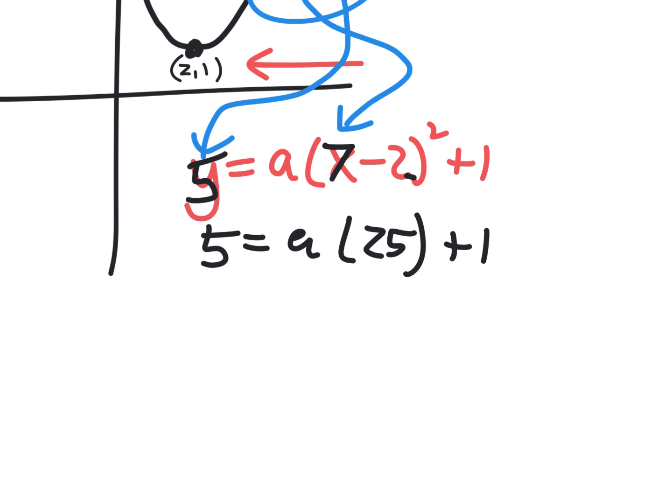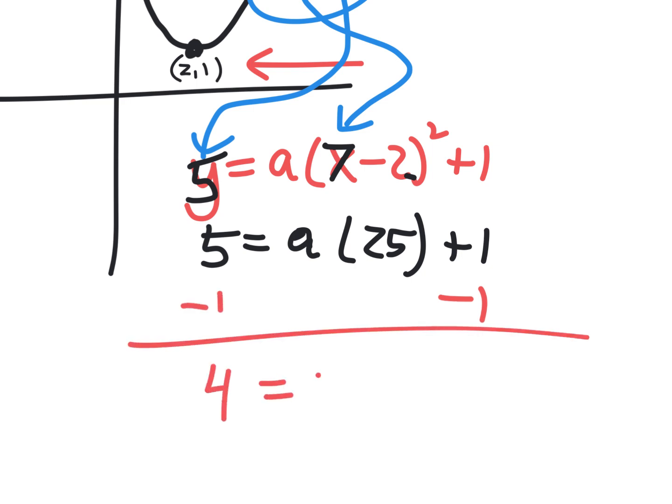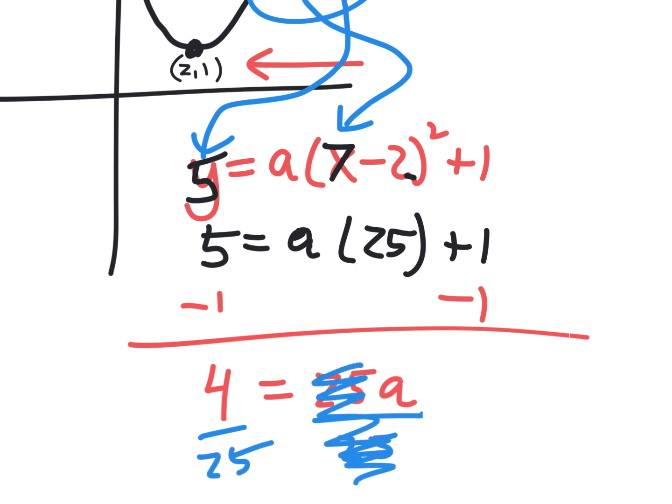George, do you know what to do now? Got this A thing. 5 equals A, 25 plus 1. What do I do? Minus 1. You are correct. You're trying to get the a alone, so we're subtracting 1. Now we got 25a. And then, Garrett. You divide by 25. So now I know a.